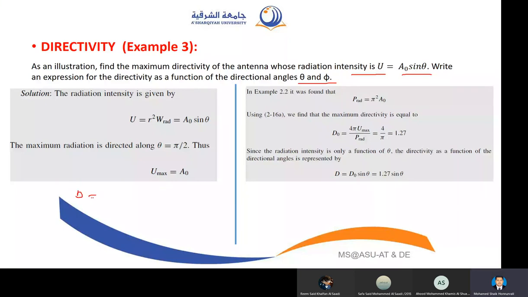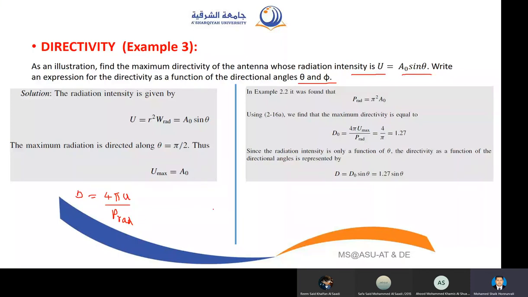D is equal to 4 pi U by P radiated. But we have to calculate what P radiated is. In order to show you this one, it needs some time, so I think it's better we do it in the next class. There is a formula for how to calculate the P radiated. Before I stop, let me just give you the idea of that formula.